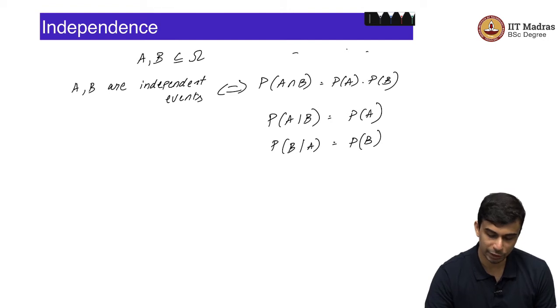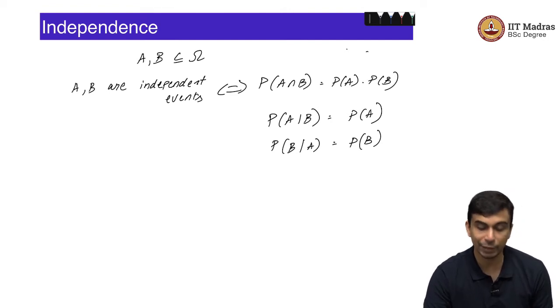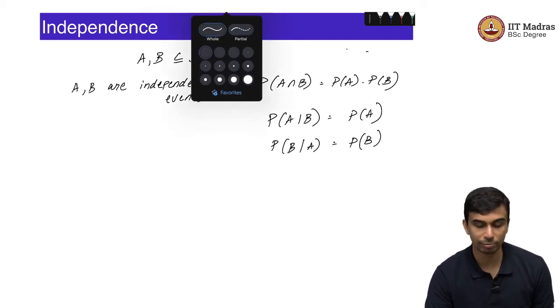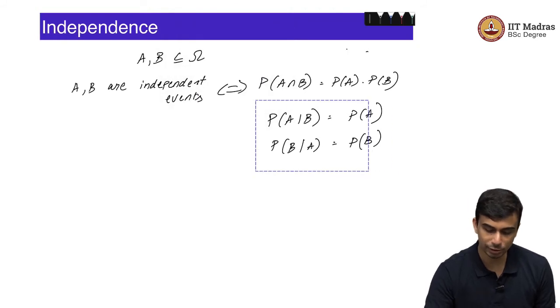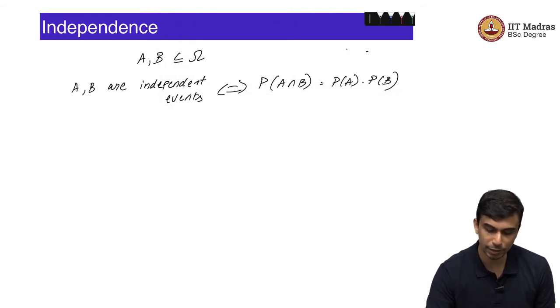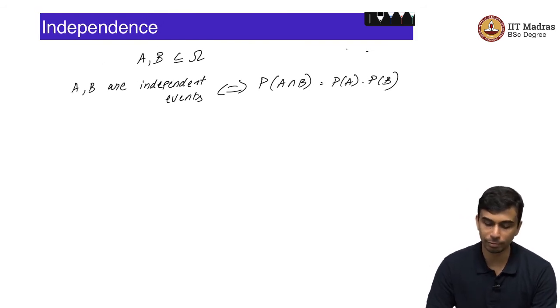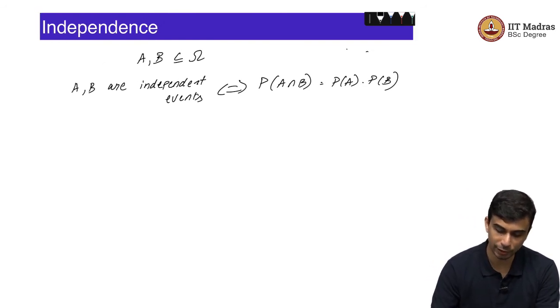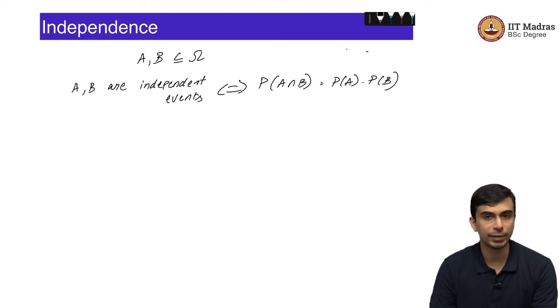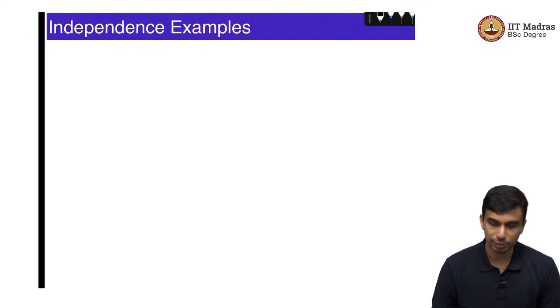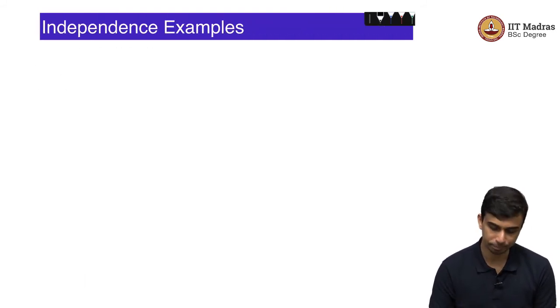But the definition would be, I mean, you can even have probability of A and probability of B as 0 probability events, in which case this is the true definition, that is probability of A intersection B is equal to probability of A into probability of B, right? That is the true definition. If probability of A and probability of B are not 0, then you can get equivalent definitions, that is probability of A given B is equal to probability of A and probability of B given A is equal to probability of B, right? So let us have some simple examples.